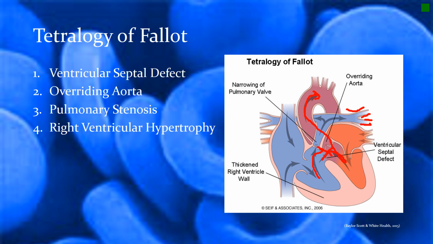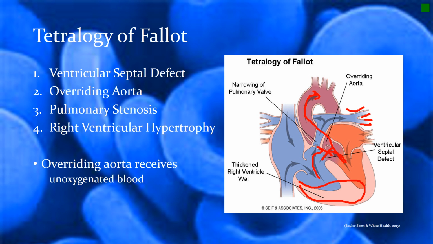Fourth, right ventricular hypertrophy arises because of the increased workload caused by pulmonary stenosis. Thus, the cyanosis that occurs is a result of the mixed blood that is pumped into systemic circulation by the overriding aorta.